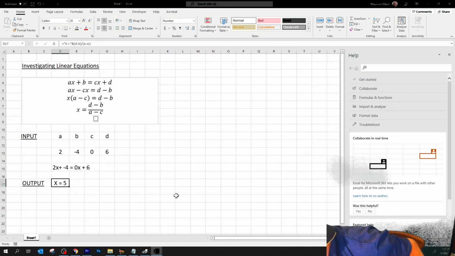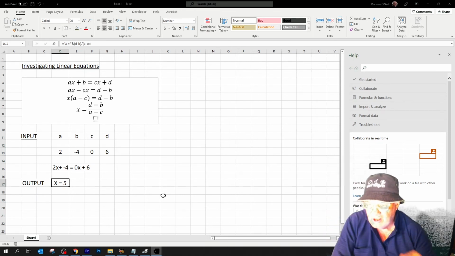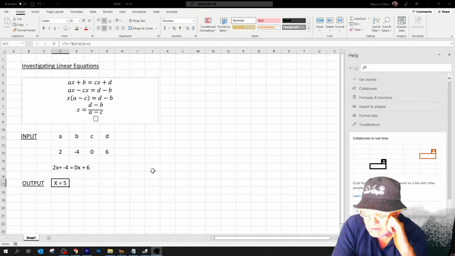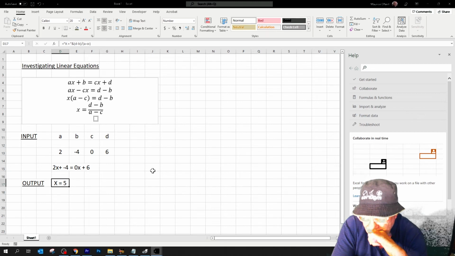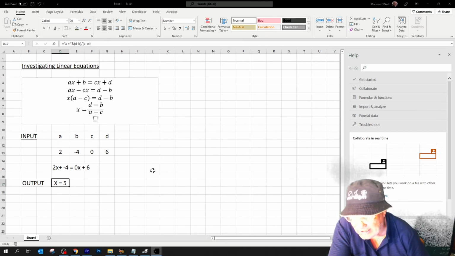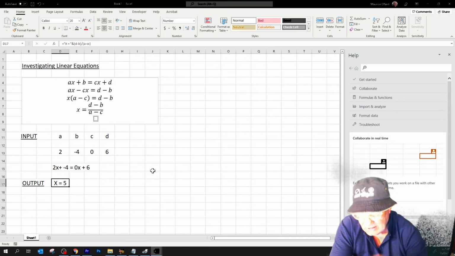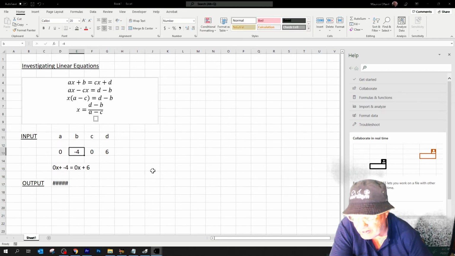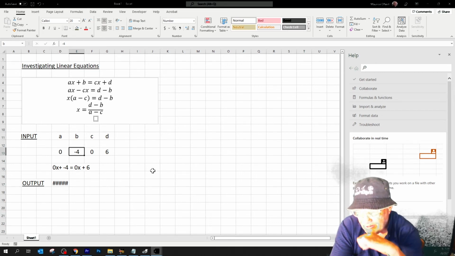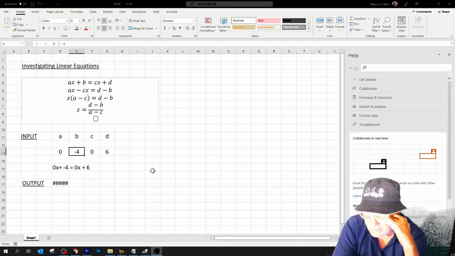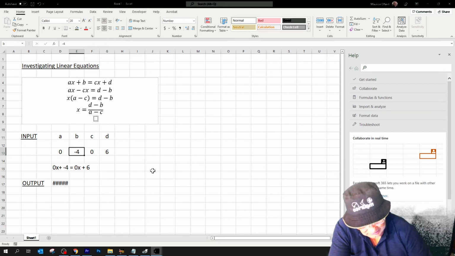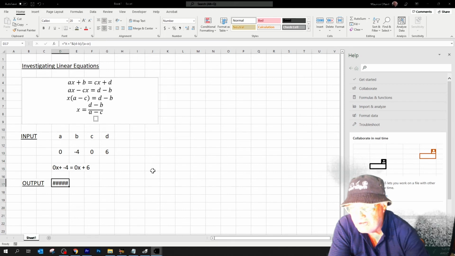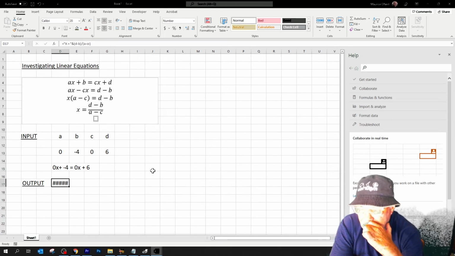Okay, there are some results that we need to be aware of here that we might want to do some data validation for. So let's say, for instance, let's look what happens if we put some numbers in here. If we put 0 in here, okay, what do we got? 0x plus minus 4. So we got negative 4 equals plus 6. And I don't know if we can look in here. Yeah, we've got no number in there.